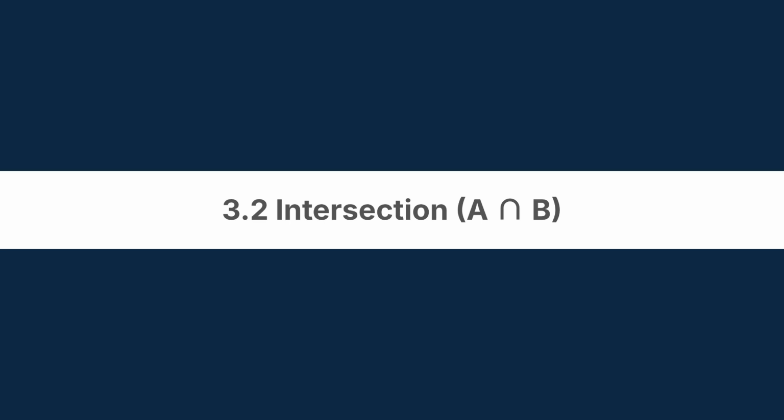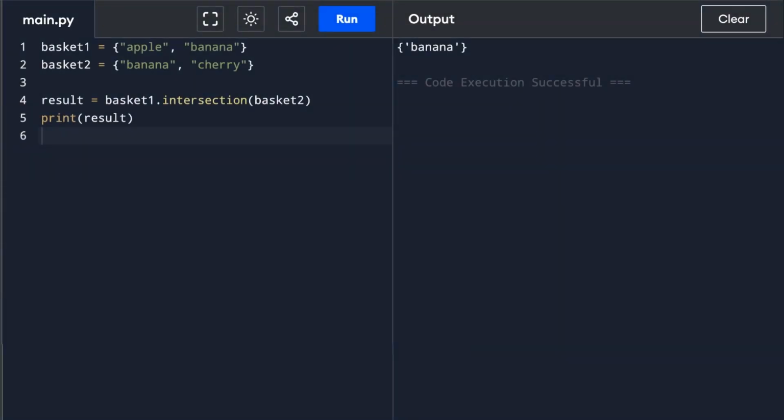2. Intersection, which means what you have in common. Let's think only fruits in both baskets. Intersection keeps only items present in both sets. In this case, it's a banana. It's useful when you want to find common items.